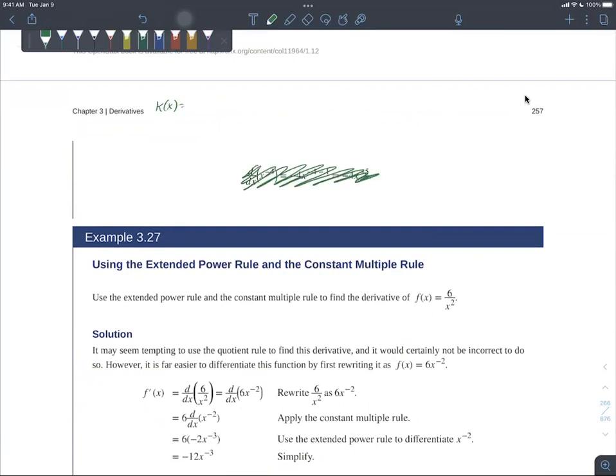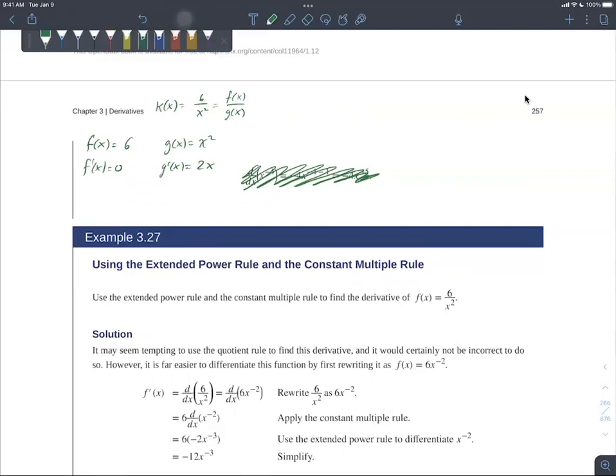So k of x is equal to 6 over x squared. And remember, this is a quotient of two functions, so we can think of this as f of x over g of x. And that means that my function f of x, we are taking to be 6. My function g of x is going to be the denominator function, x squared. And so f prime of x, the derivative of any constant we know is 0. The derivative of x squared, we've already talked about a bunch of times, that's just 2x.